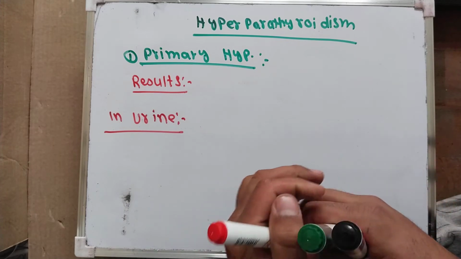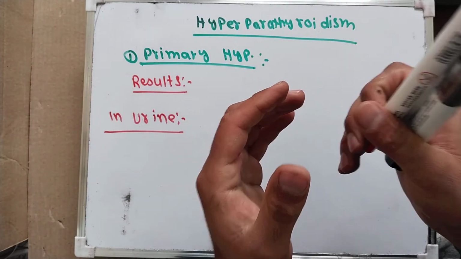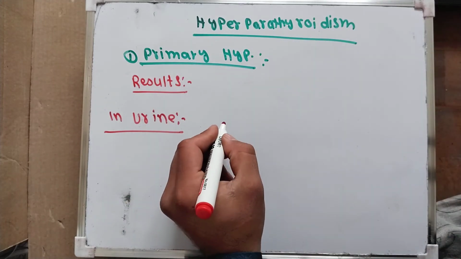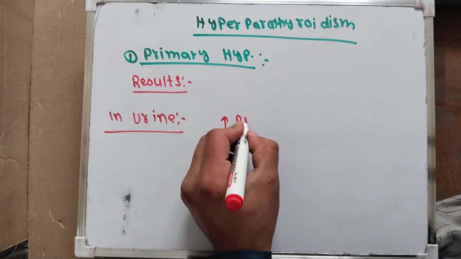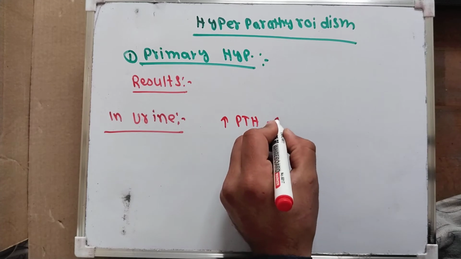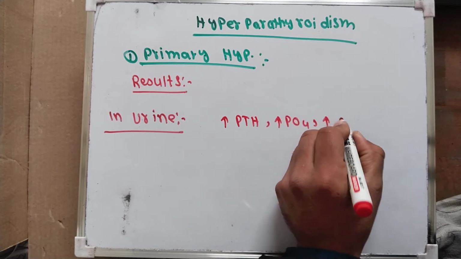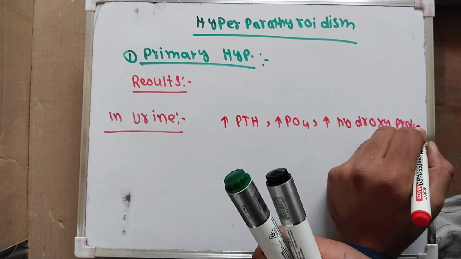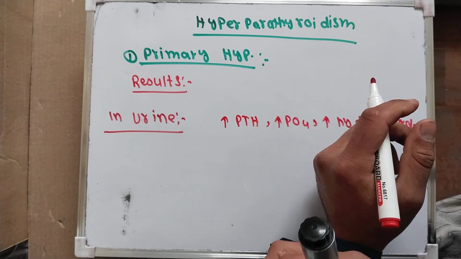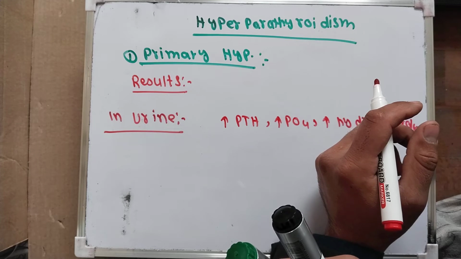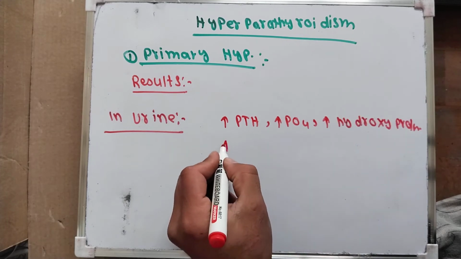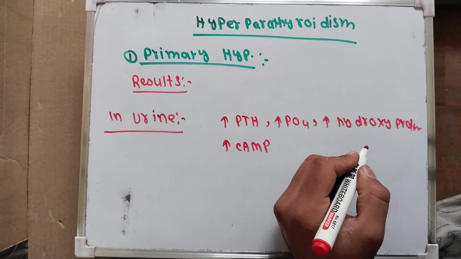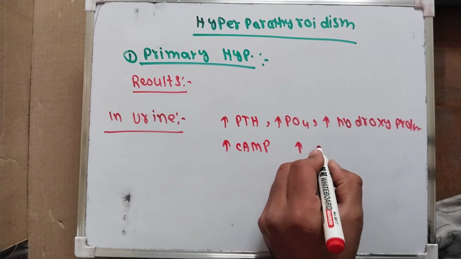Now let's talk about the result of primary hyperparathyroidism with respect to different substances. In the urine, when there is increased parathyroid hormone, there will be increased phosphate in the urine, and increased hydroxyproline concentration in the urine, because parathyroid hormone removes phosphate, calcium and hydroxyproline from the bone. There will also be increased cyclic AMP level in the urine, and increased calcium ion in the urine.